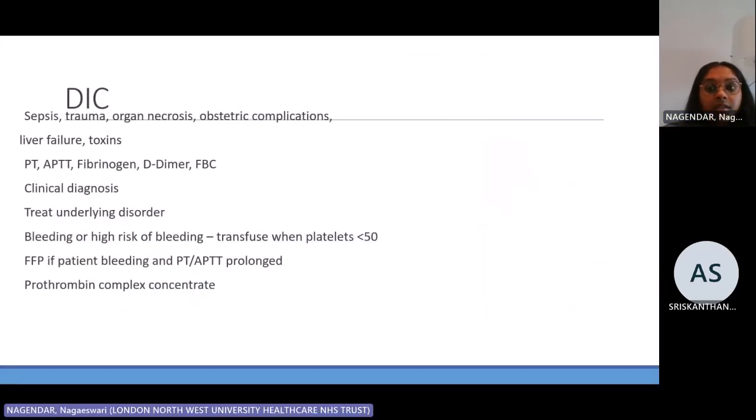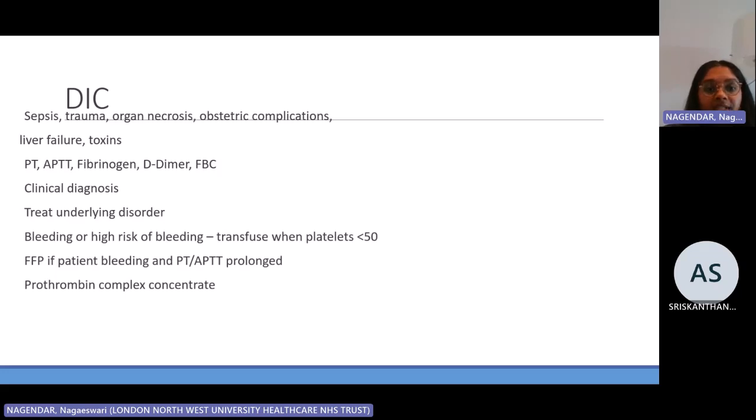So DIC is a systemic activation of the coagulation factors, and that results in the generation of fibrin clots that cause organ failure and consume platelets and coagulation factors, which can result in bleeding. It can be due to a number of things. It's very commonly seen in sepsis, especially undiagnosed sepsis. It can be seen in trauma patients, and if patients have organ necrosis, which is common in pancreatitis.